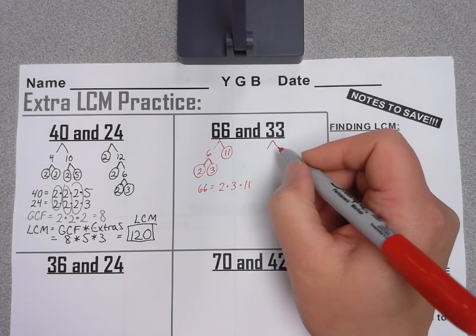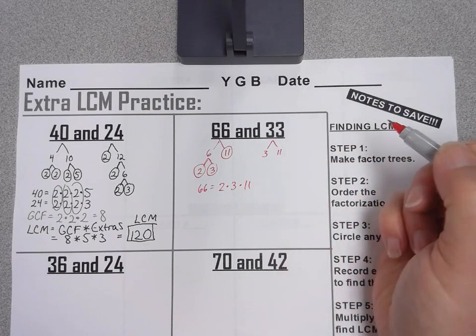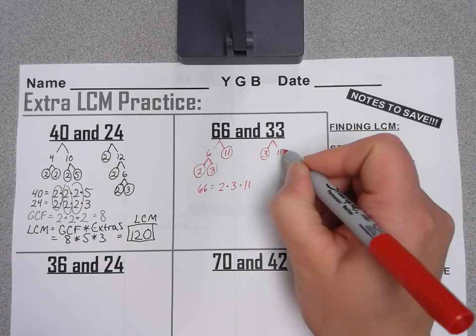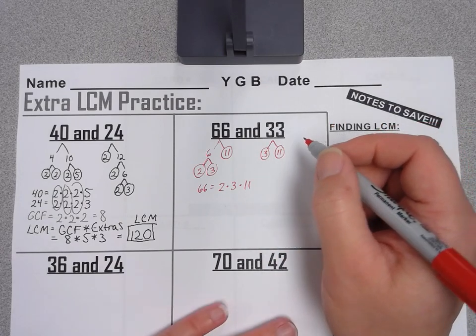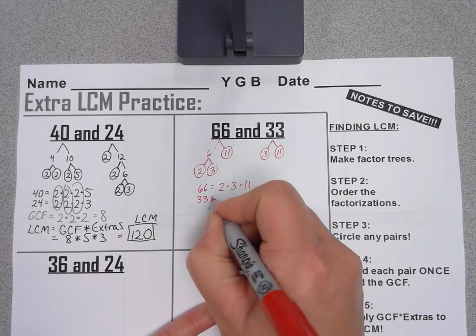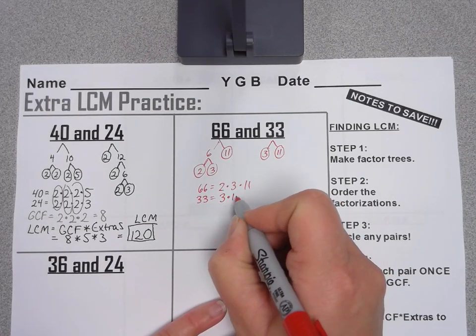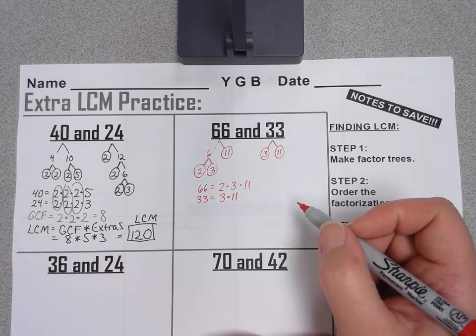33, let's break it down. It looks like 3 times 11 should work. Well, 3 is prime if you remember, and so is 11. This tree is actually already done. So 33 is the same as 3 times 11 if I put those factors in order.